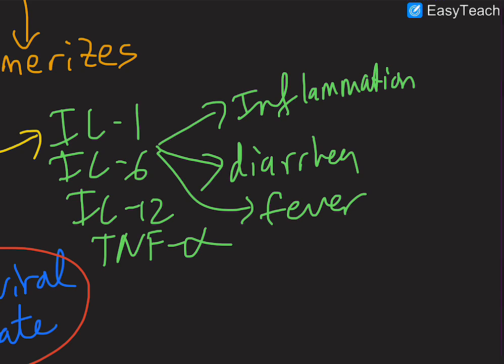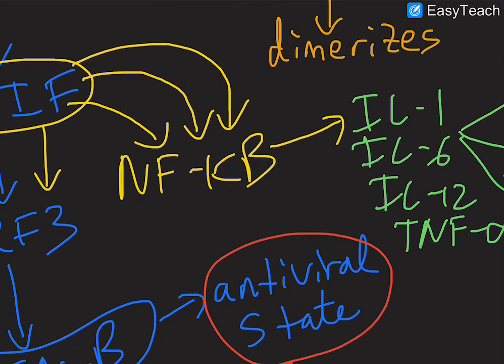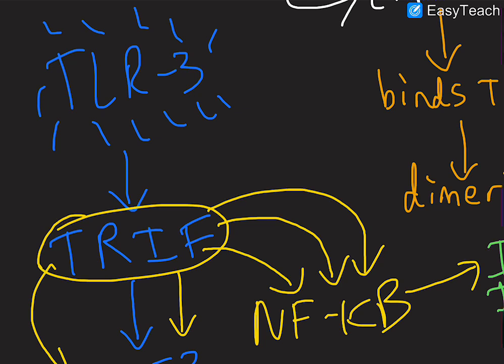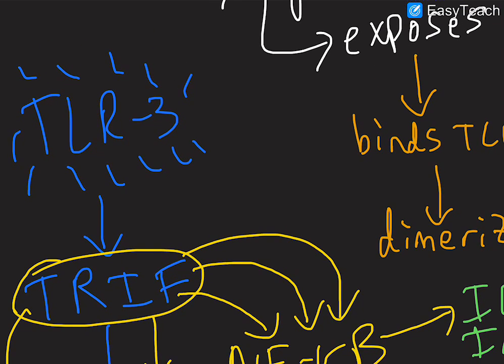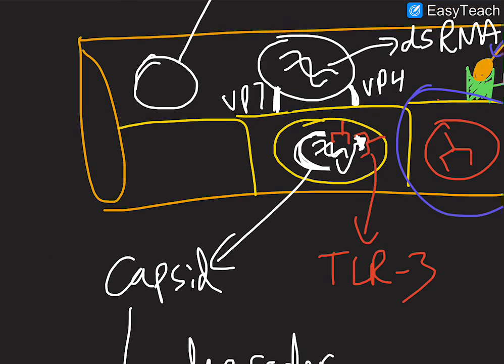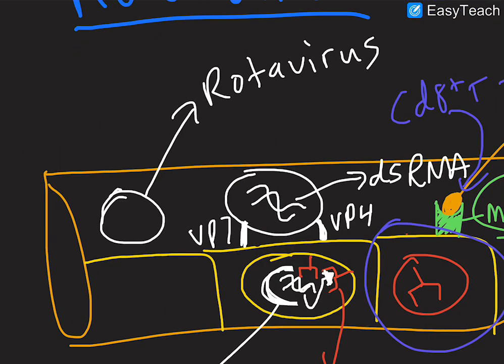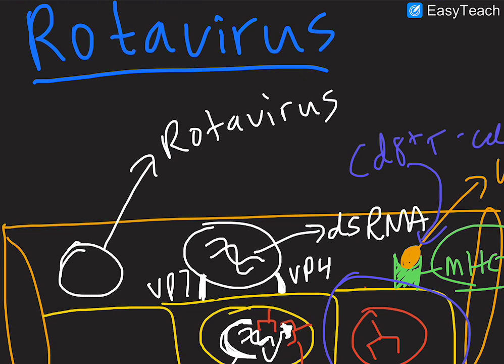All right, and that's basically it. I think it's good to talk about all these things because it helps us review how toll-like receptor 3 works. And we also went over a good clinical point about a virus, rotavirus, and how that can cause things like fever, watery diarrhea, and so on.